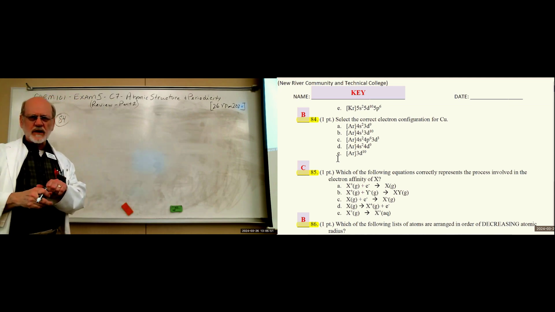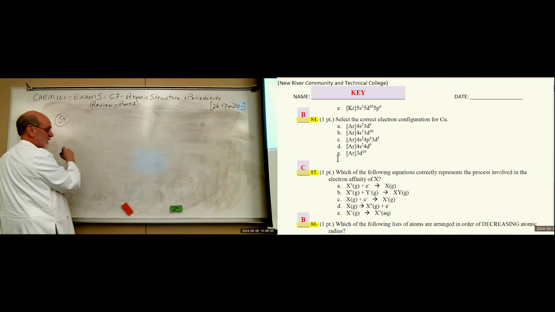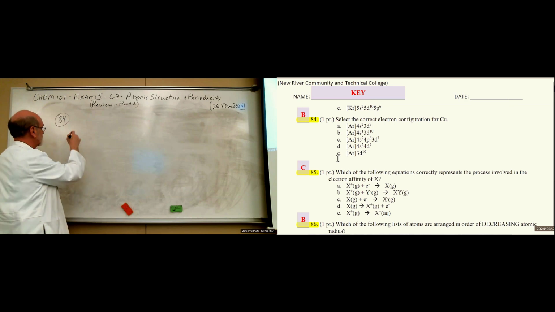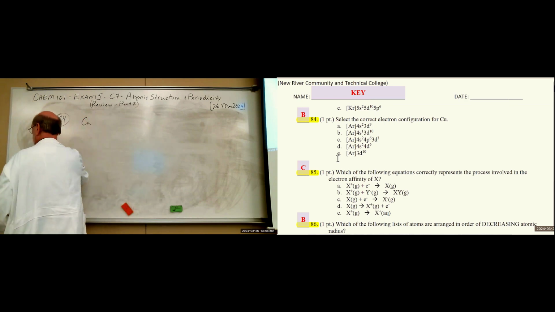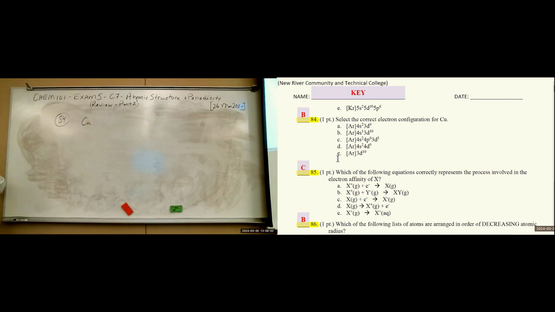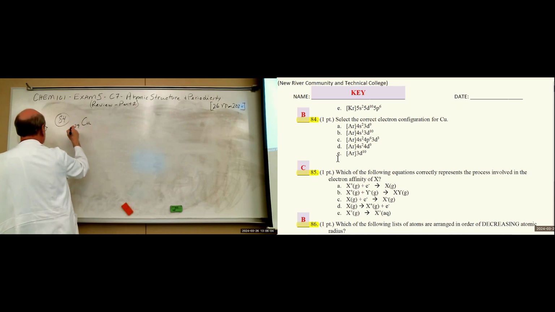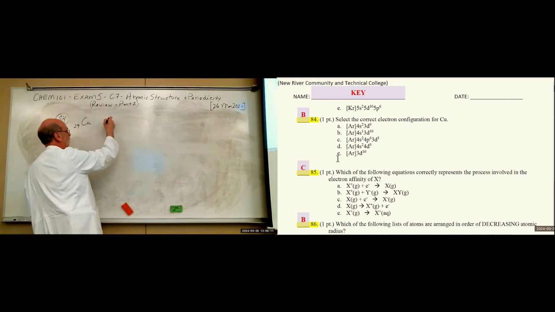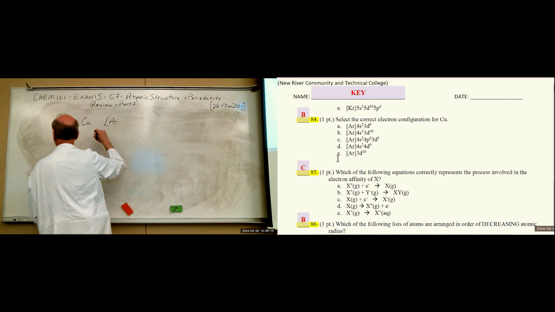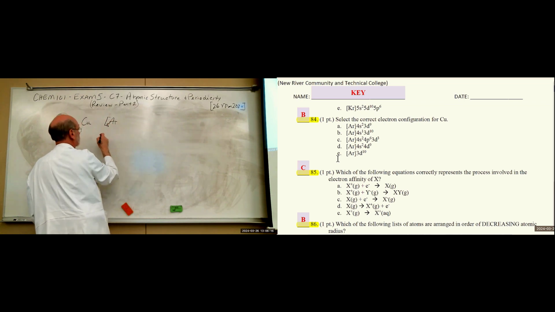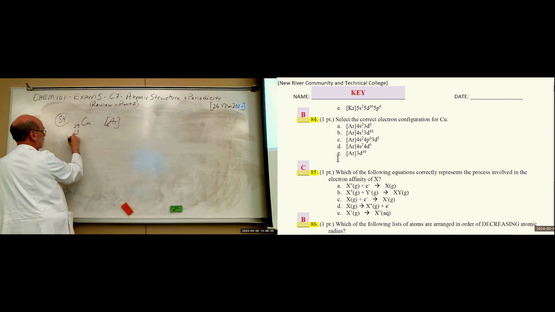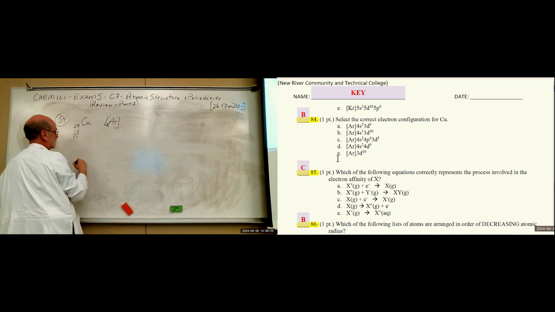Select the correct electron configuration for copper. Okay, and we're using the abbreviated version. So copper is over here. It has 29 electrons. And if we're going to use the abbreviated version, you work your way backwards to argon. So we're taking argon as our starting point. And argon's 18. Yeah, 18. So that means we have 11 more electrons to go.